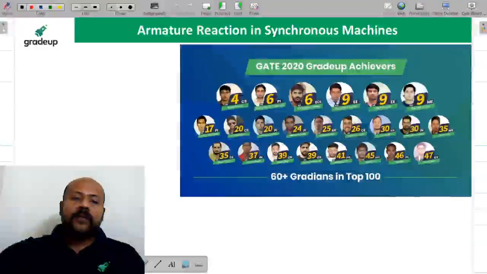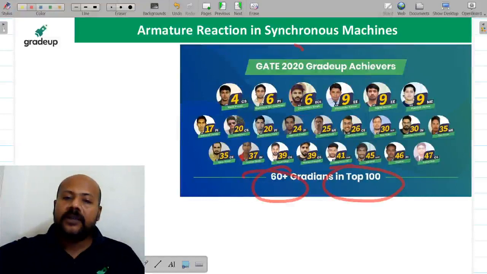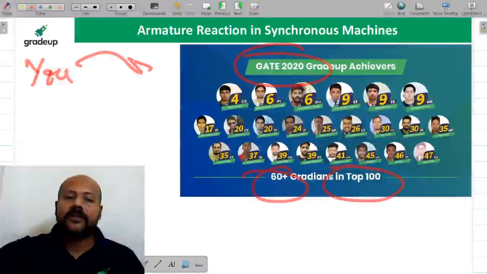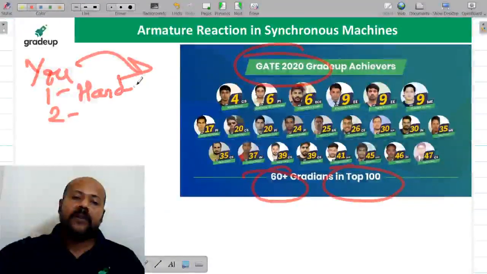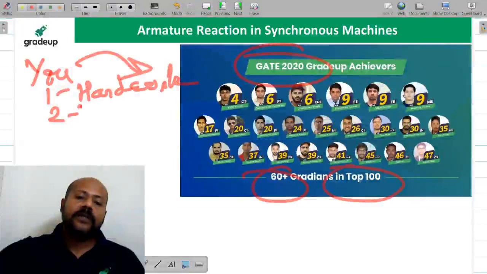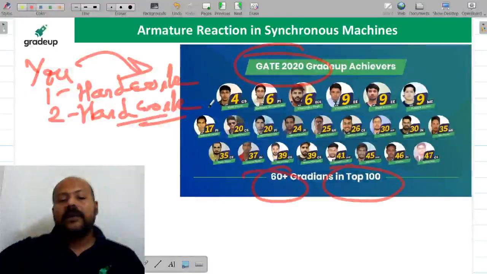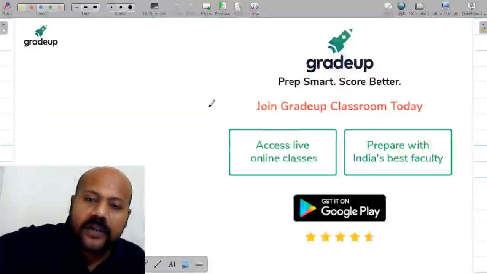Now there is one more important information regarding the 60 students in the top 100 students in the GATE 2020 examination, and if you want yourself to be in this panel, then my dear, you have to do two things. Number one is hard work, and what is the second thing? The second thing you all know is nothing but hard work. There is no substitute to hard work. You have to do hard work. Is it clear to all of you?